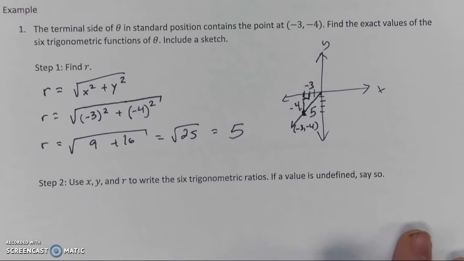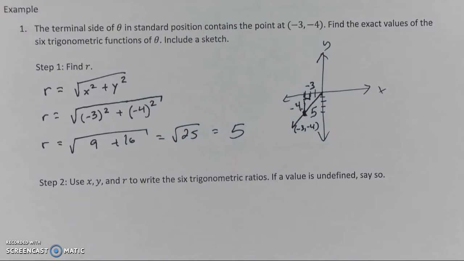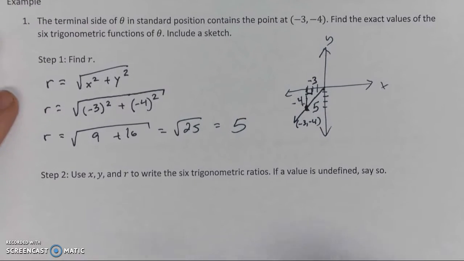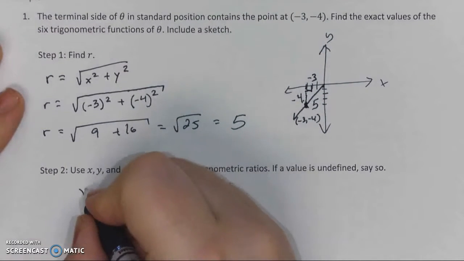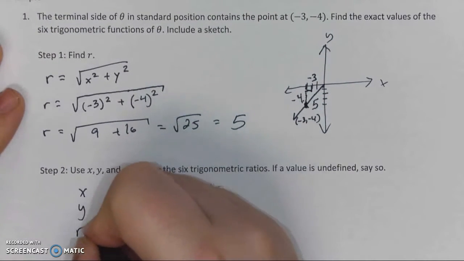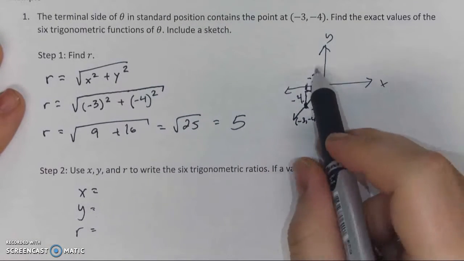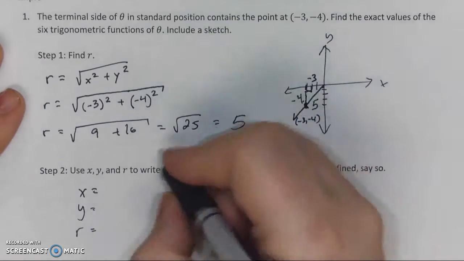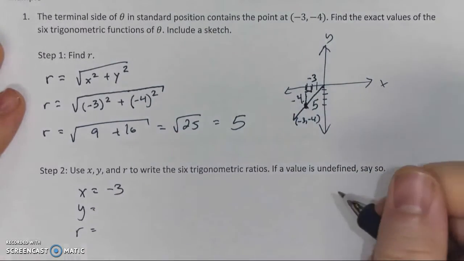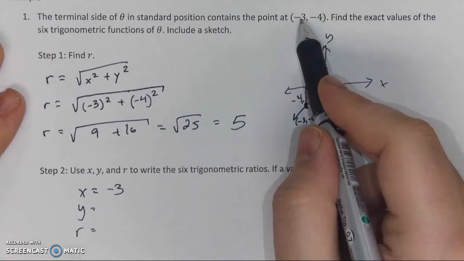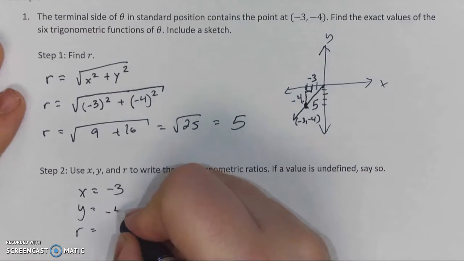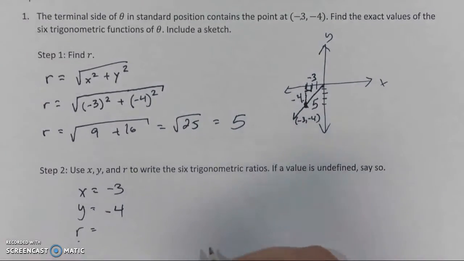So step 2, use x, y, and r to write these 6 trigonometric ratios. If a value is undefined, then you just need to say that it's undefined. So let's state what x, y, and r are. So x we know is -3. They tell us this is the point (-3, -4). Y is -4, so this is the point x comma y, so this is -4. And our r, we just found that to be 5.